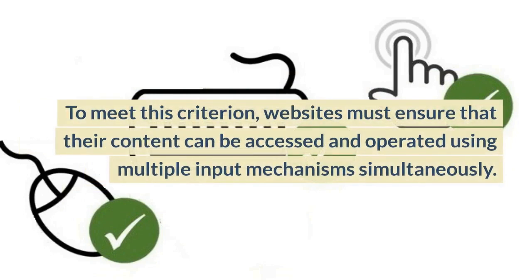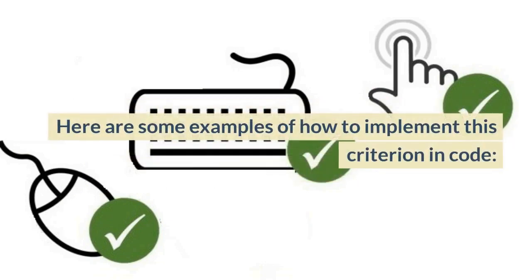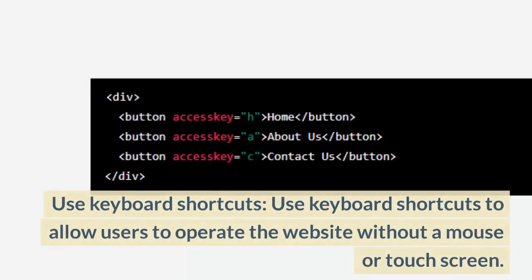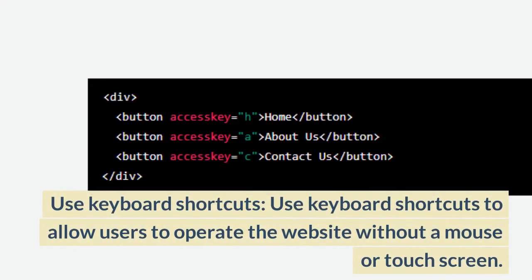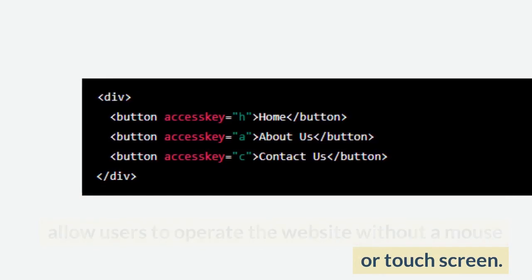To meet this criterion, websites must ensure that their content can be accessed and operated using multiple input mechanisms simultaneously. Here are some examples of how to implement this criterion in code. Use keyboard shortcuts. Use keyboard shortcuts to allow users to operate the website without a mouse or touch screen.